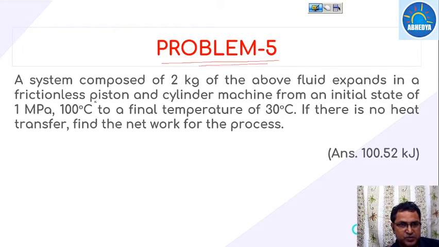From a frictionless piston cylinder machine from an initial state of 1 megapascal, 100 degree centigrade to a final temperature of 30 degree centigrade. Okay, there is no heat transfer. Find the work transfer. Temperature is given, now the pressure is given. No heat transfer is there. Okay.